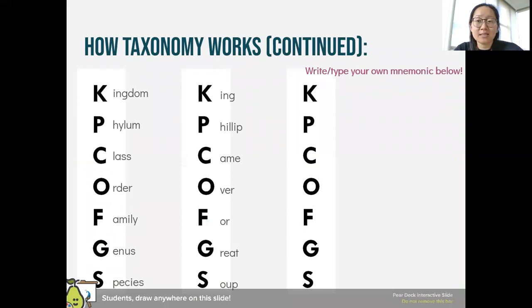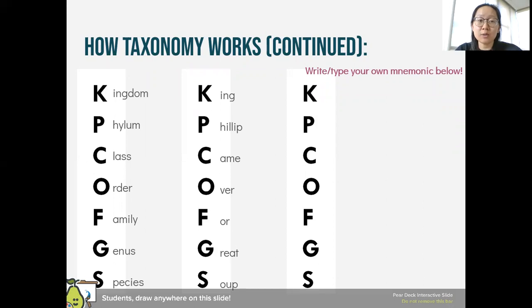Another thing in taxonomy is just memorizing the levels of the hierarchy. We have kingdom, phylum, class, order, family, genus, species. Now, those are just a mishmash of words. If you say them enough like I do, you're going to memorize them. But there are mnemonic devices that help you remember them, because a sentence is going to be easier to remember than just a mishmash of random words.